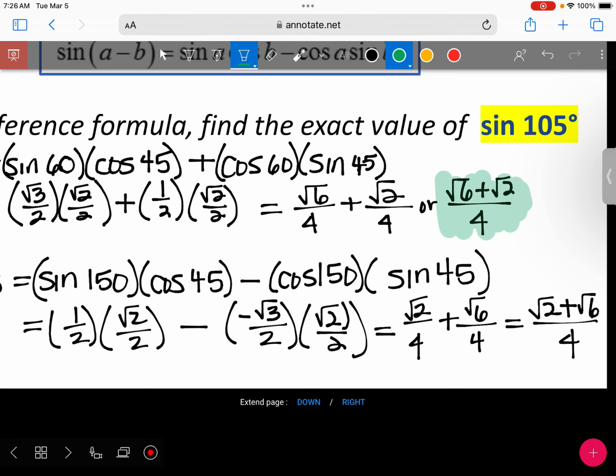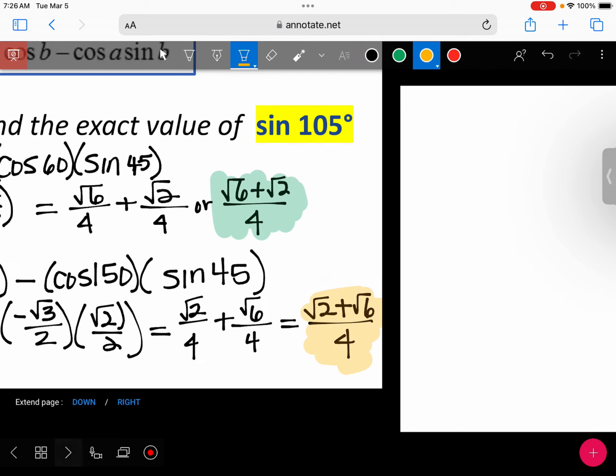So if you do it the second way where you're subtracting 150 minus 45, here you end up subtracting a negative, and when you subtract a negative, because the cosine of 150 is negative root 3 over 2, when you subtract the negative, it changes to addition. But again, you get the same answer. So either one of those answers would be acceptable. Any questions? All right, let's move on to tangent.